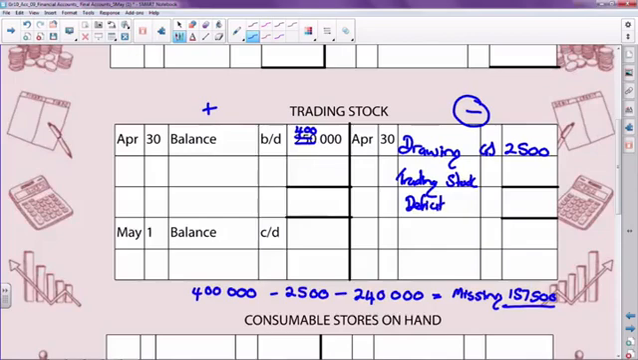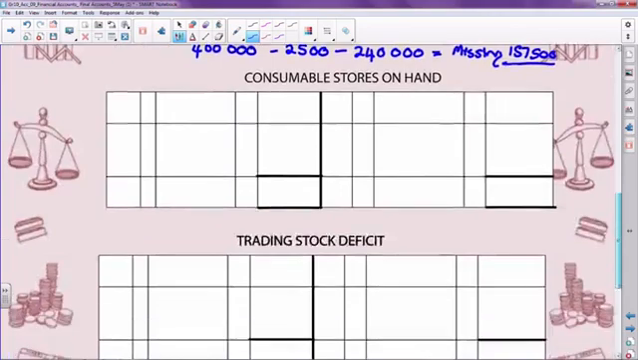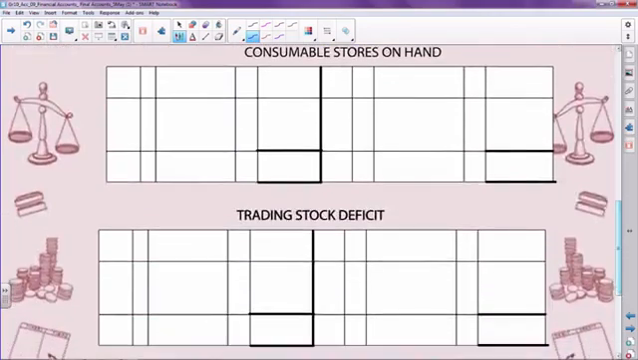And how much did we lose? We lost 157,500, and that now needs to go to a new account called your trading stock deficit. This will be an expense in your nominal section, and therefore you'll have to put in the date, and you will say, what did I lose? I lost trading stock, your contra account, your GJ, 157,500. Now your asset is done.